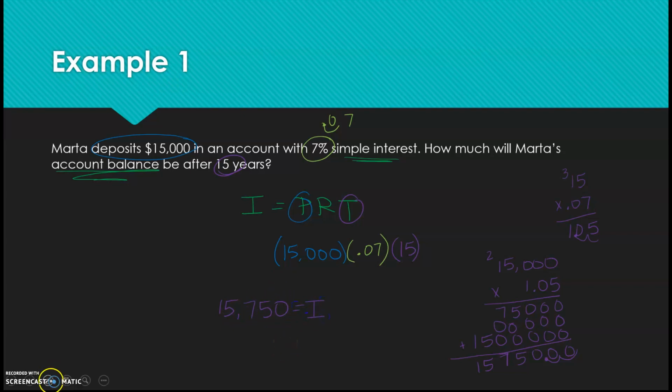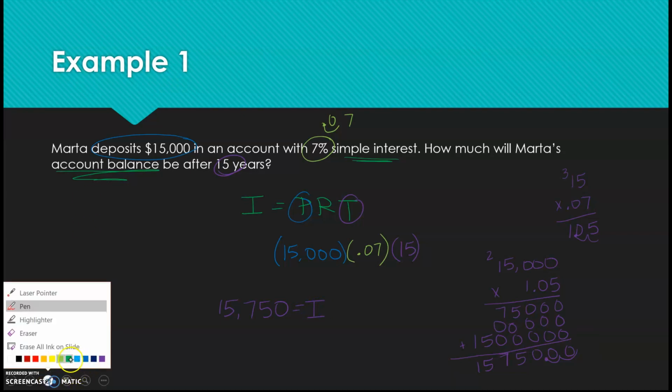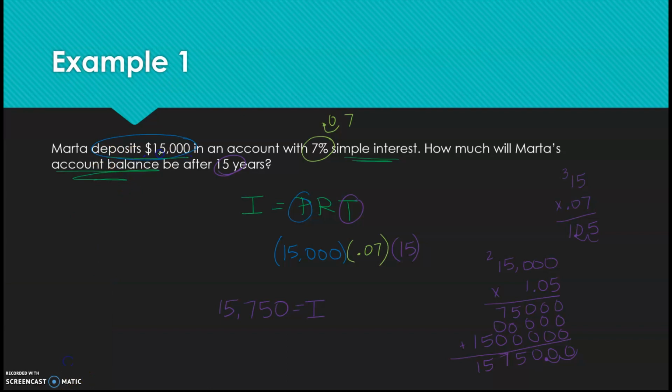But it's asking me how much the account balance is. So the balance is, it says she deposited $15,000. So she put $15,000 in that bank account. And then she added the interest. Then we got that interest. So we're adding this $15,000, $15,700 to that.